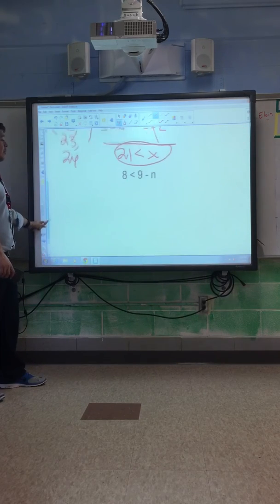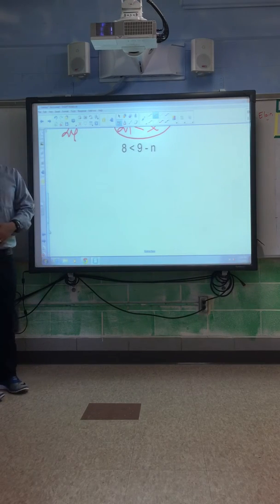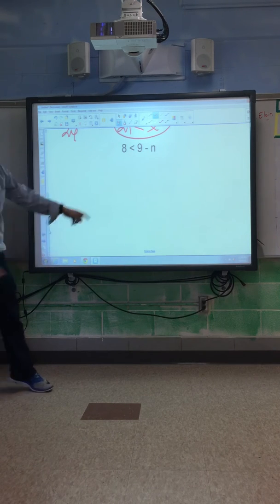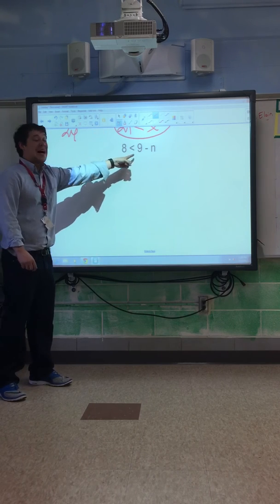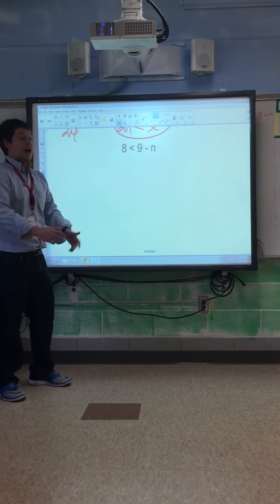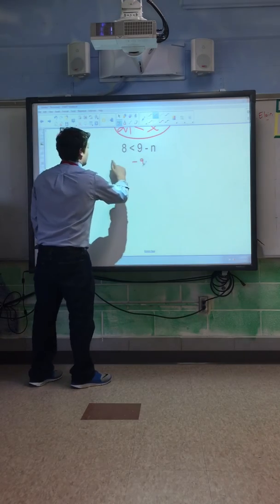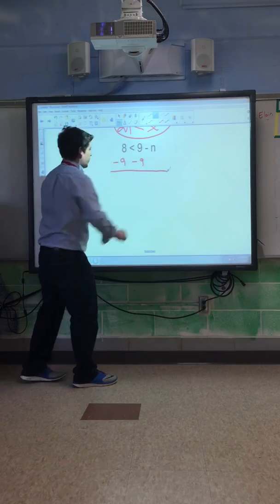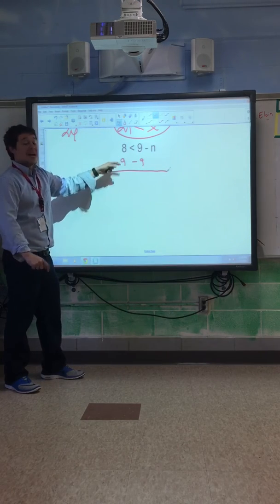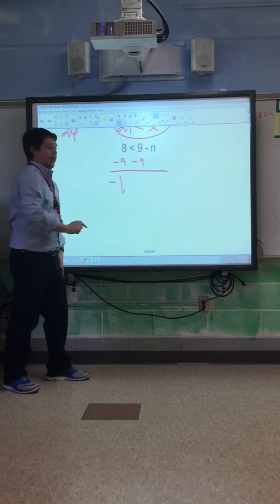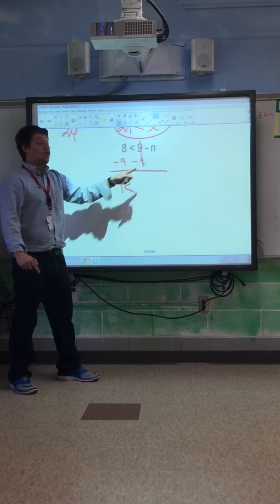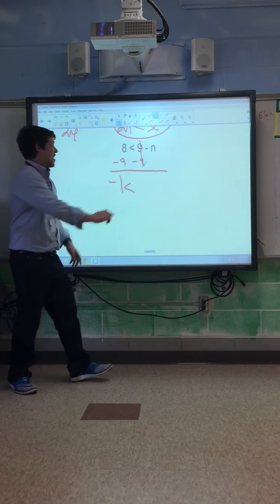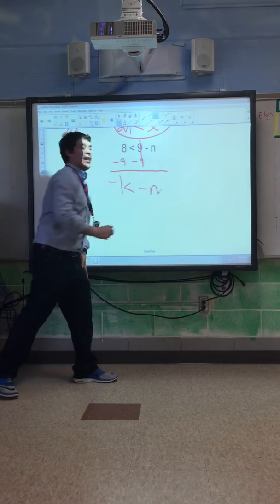A second inequality problem: 8 is less than 9 minus n. Again, the same idea. Our goal is to isolate, or get, the variable by itself. The first thing we have to get rid of is this positive 9. So we're going to take it away. We're going to take 9 away from each side of this inequality. If we have 8 minus 9, we're left with a negative 1. When we have 9 minus 9, those cancel, those go away. So we have a negative 1n left.